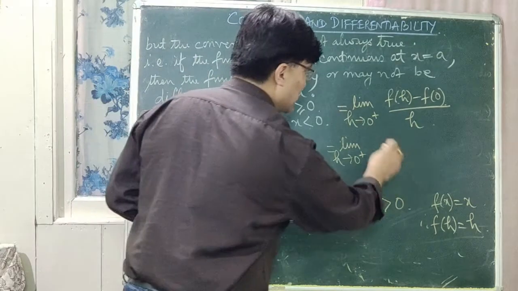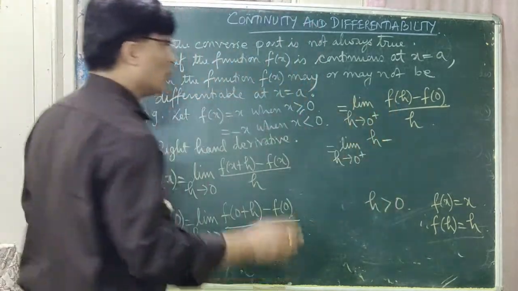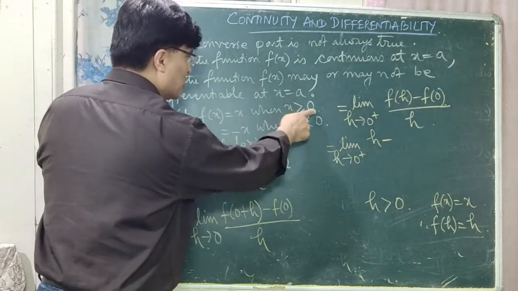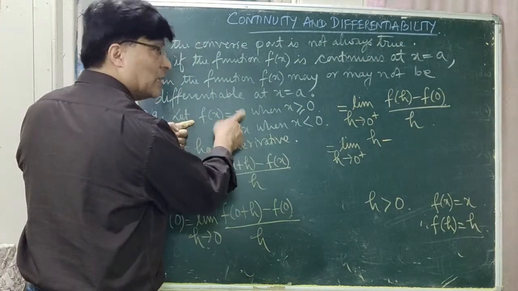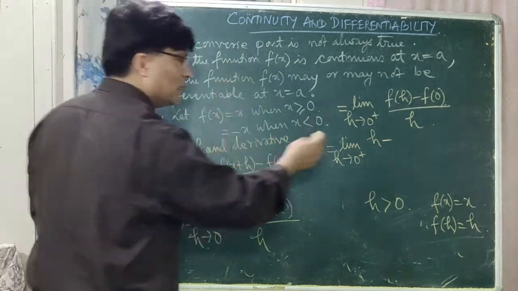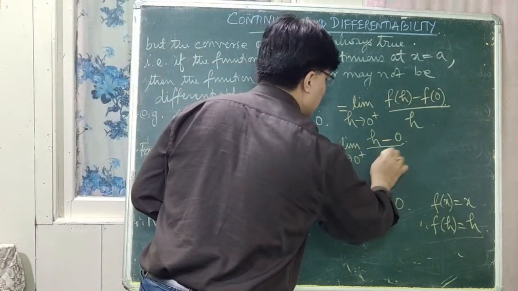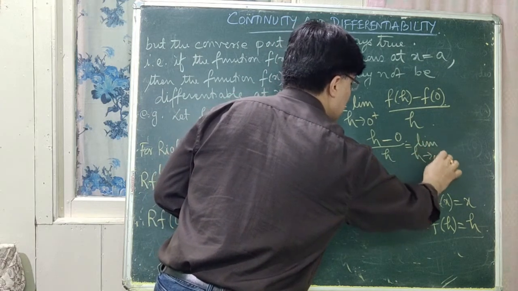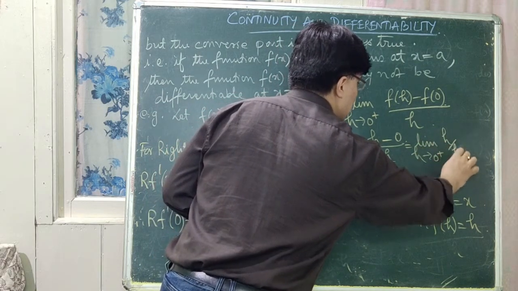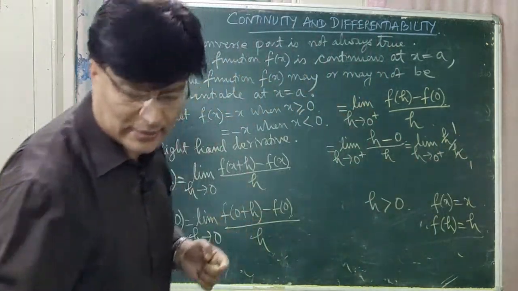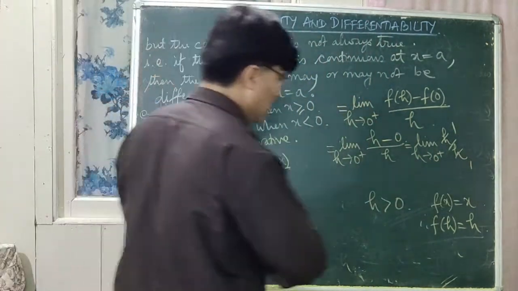So this is limit h tends to 0 plus. What is f of h? That is your h. Minus, what is f of 0? When you put x is equal to 0, f of x is equal to x, so f of 0 is equal to 0. That means f of 0 is 0, divided by h, which is equal to limit h tends to 0 plus, this is your h by h, you can cancel them, right? So I think you have understood this example.